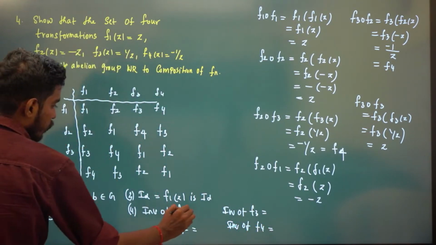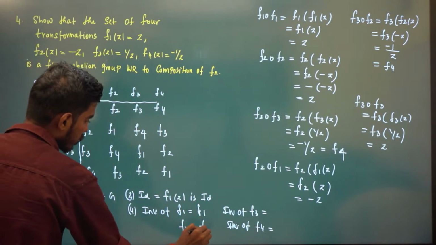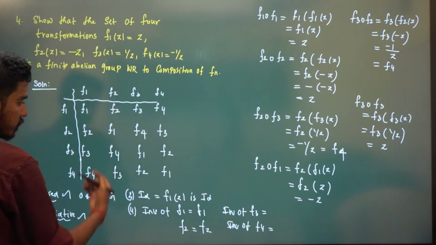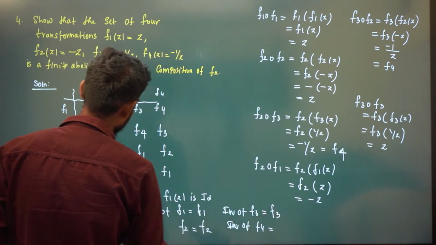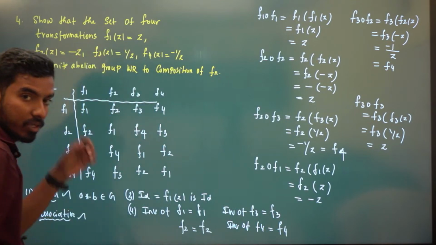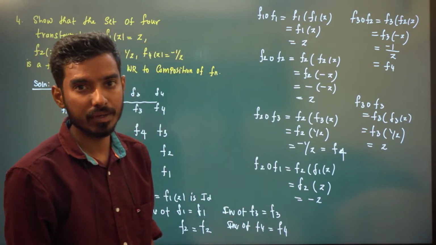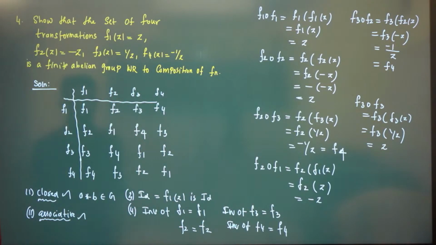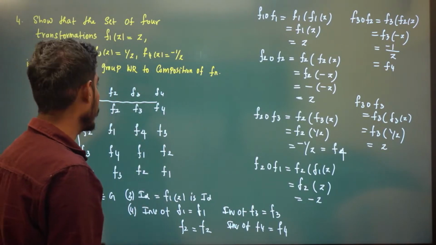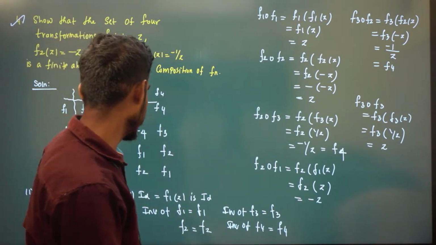What is the inverse of F1? It is F1. The inverse of F2 is F2 again. The inverse of F3 is F3. The inverse of F4 is F4. Every element is self-inverse. Always remember, if every element is self-inverse, that group will always be an abelian group, right? And it is abelian also. You can see it is commutative also. So it forms an abelian group with respect to composition.